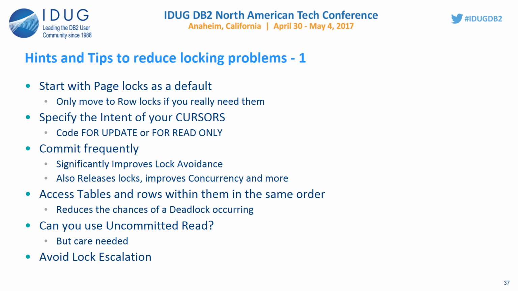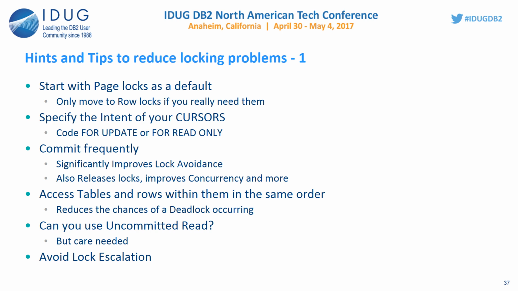So just a couple more slides. How to avoid locking problems. The first thing is start with page level locks by default. DB2 generally does that anyway. All right. Only move to row level locks if you really need them. If you do row level locking, DB2 is going to take more locks on a page, and you're more likely to get lock escalation, and you're going to have to commit more frequently. All right. The second thing is specify the intent of your cursors. If you're reading a row and you have no intention of updating it, tell DB2 it's for read only. All right? Because DB2 can make better decisions if it knows what you're going to do, and it doesn't have to guess.